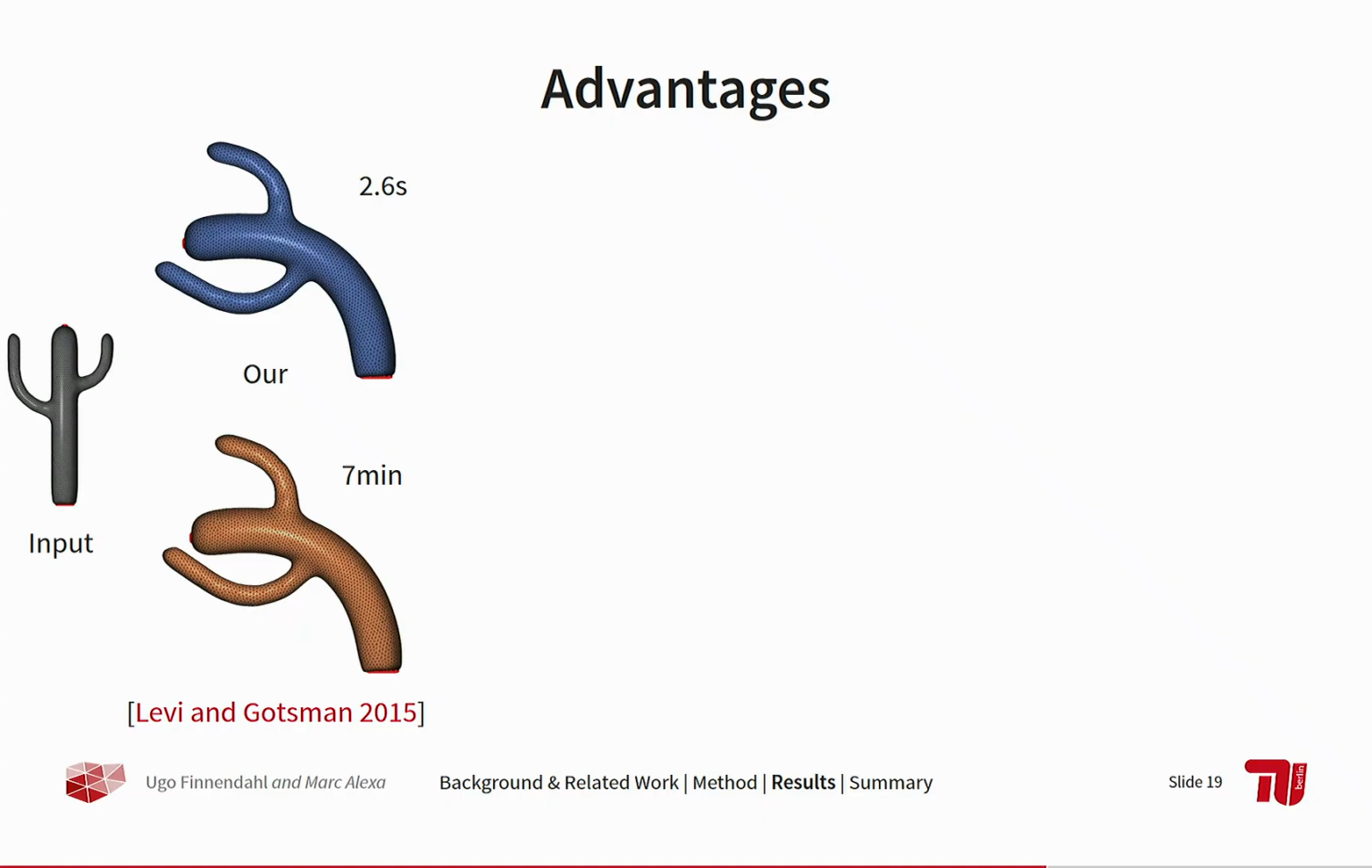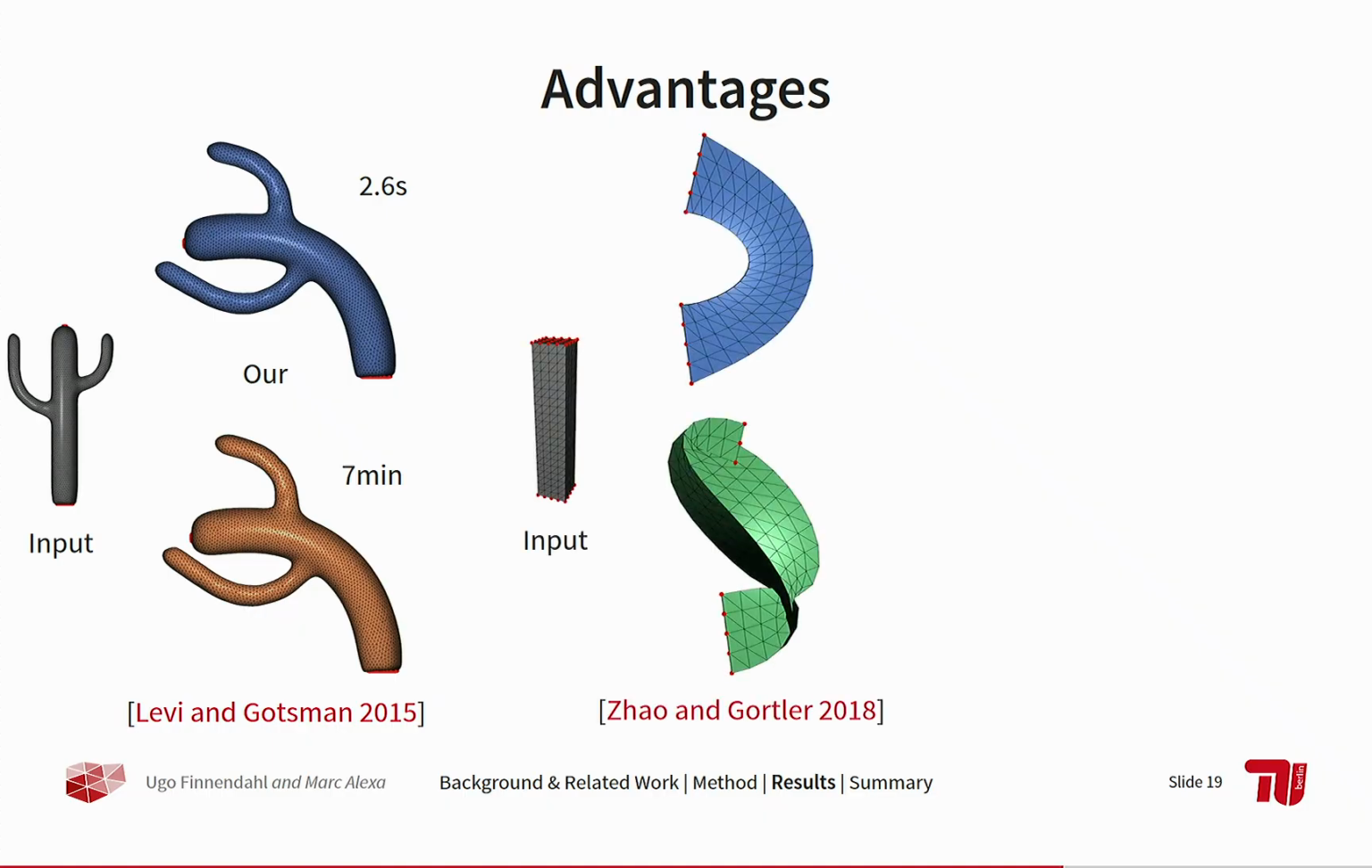Second, the method by Zhao and Grotler has the problem that it measures absolute curvature. So absolute curvature cannot distinguish between convex and concave regions, so sometimes the mesh flips because it is not penalized, leading to these unwanted artifacts. And anecdotally, I can tell you that this method is the least stable one out of all these methods.